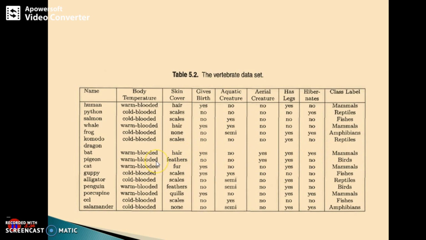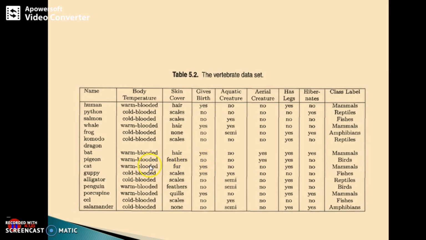Then again you come to warm-blooded, but here gives birth is no, and here it is non-mammal. I got one negative record. Why am I calling this negative? Because my rule is not satisfied here. It says body temperature is warm-blooded, but gives birth is equal to no, so it is non-mammal. I'm not interested in that, because here gives birth is equal to no.